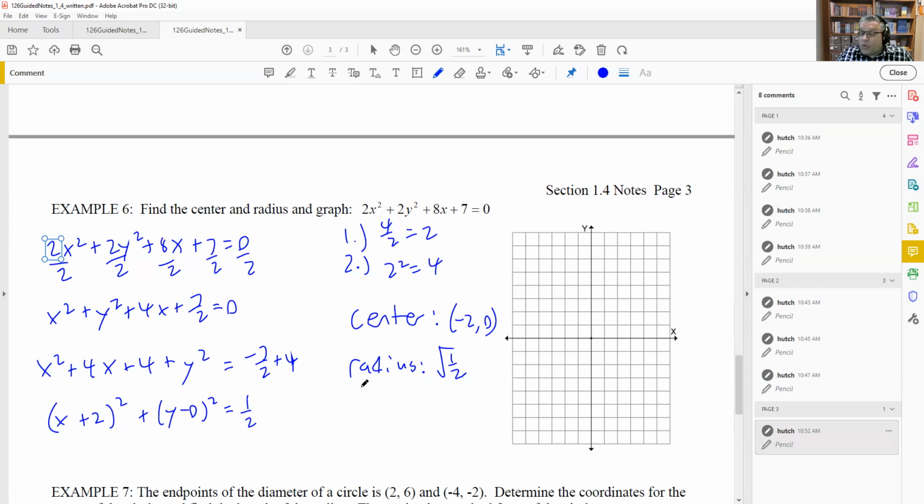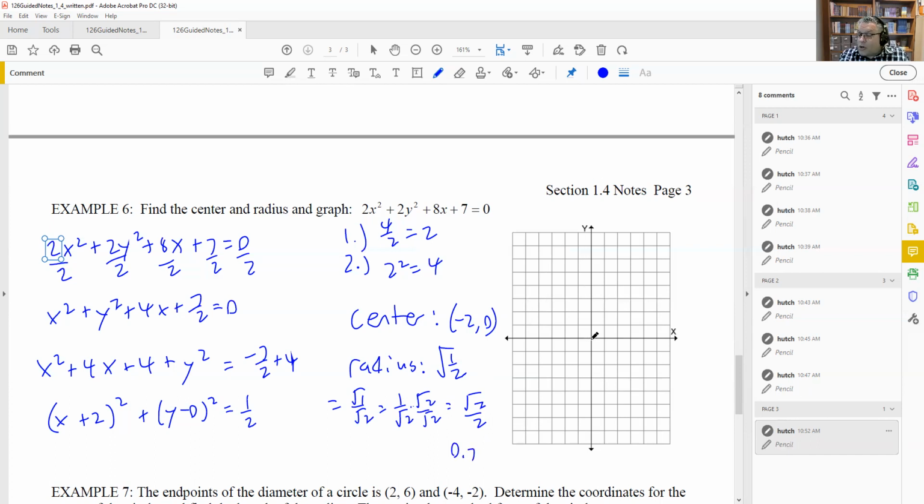You could also, if you wanted to, do square root of 1 over square root of 2, which equals 1 over √2. And then you can rationalize that by multiplying top and bottom by the radical, and you get √2 over 2. So either one of these would be fine, either square root of 1/2 or √2 over 2. It doesn't really matter. Either way, if you do that in a calculator, it's about 0.7.